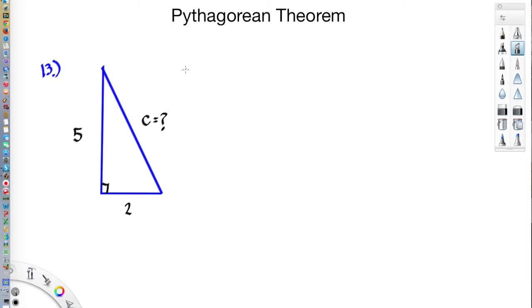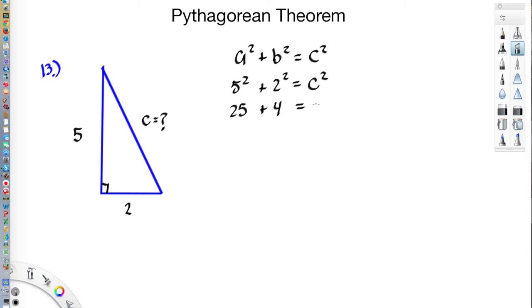Okay, boys and girls, let's take a look at number 13. Here again, they give us the two legs, and we have to figure out the hypotenuse. So, let's set up our equation. A squared plus b squared is equal to c squared. A is 5, b is 2, and c is our unknown. 5 times 5 is 25. 2 times 2 is 4. 25 plus 4 is 29, which is equal to c squared.